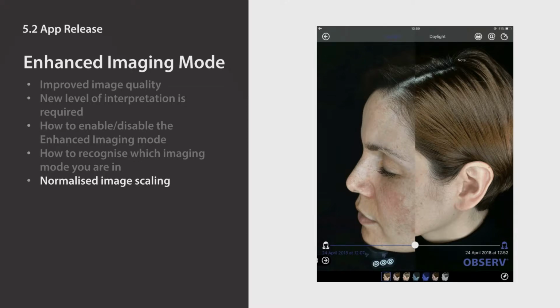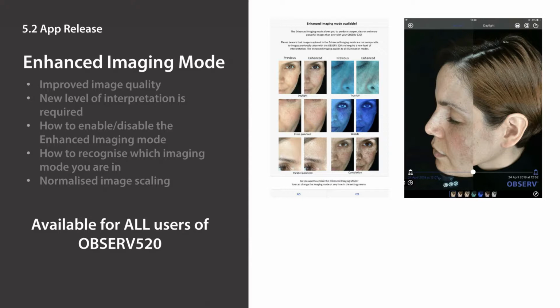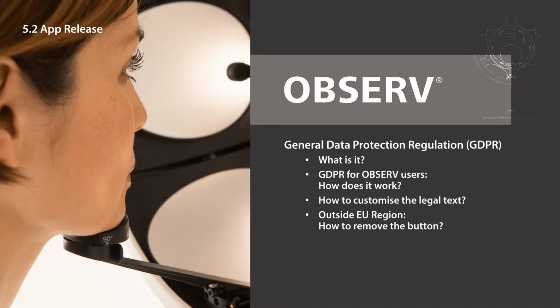Another great improvement is the normalization and the scaling of the images. Here you see two images of the same client taken with two different iPad models. And you see that because they have been taken with two different iPad models, the difference in scaling makes it difficult to compare the two images. In the enhanced imaging mode, this issue has now been resolved. The scaling has been standardized across all iPad models. Note that the enhanced imaging mode is available for all users of the OBSERV 520.